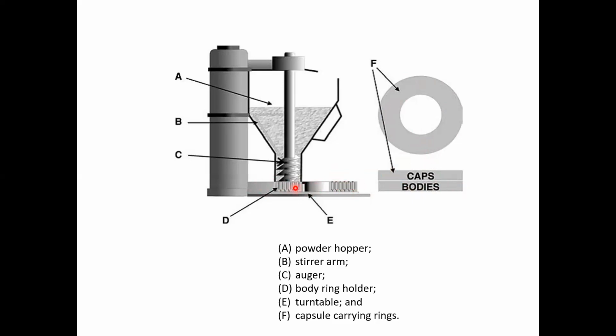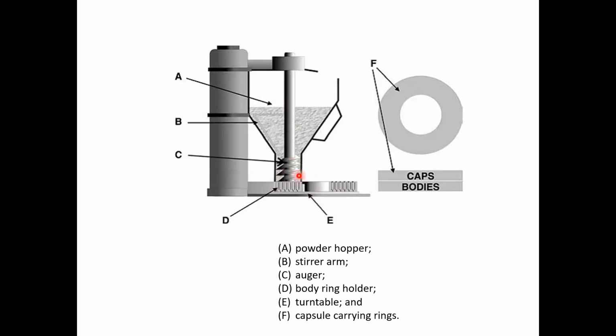You can see this is a turntable, which means it rotates. This table turns round and round in a circular fashion. The ring holding the bodies is placed below the hopper holding the powder. The powder to be filled into the capsule body is forced using this auger mechanism. You can see this helical type of agitator is called an auger. That is why the machine is called an auger fill machine. The plate containing the capsule bodies is exactly placed below the hopper, so the powder is forced into the capsule body by the auger.